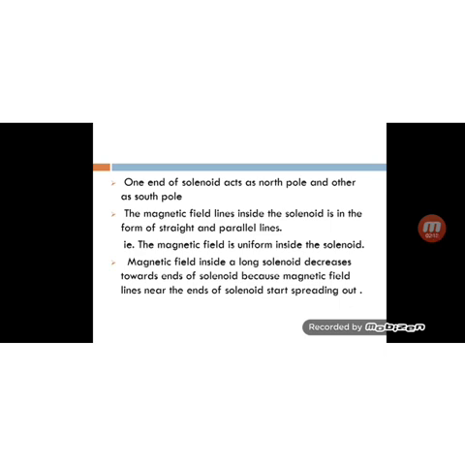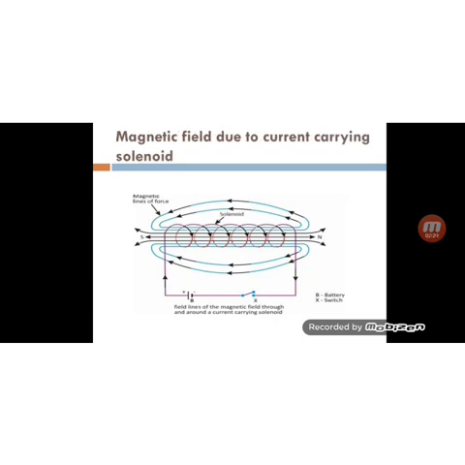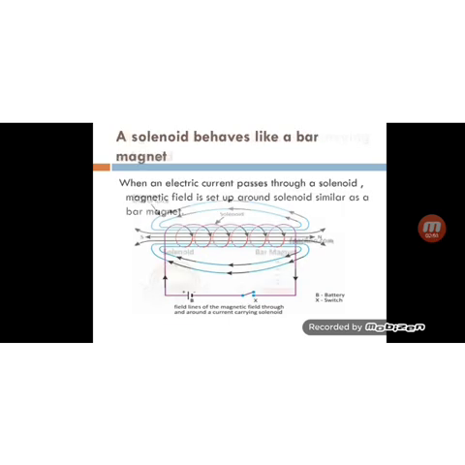The magnetic field inside a long solenoid decreases towards the ends of the solenoid, which is shown by the field lines spreading out as we move towards the end. From this figure, you can easily understand the characteristics of the magnetic field lines: at the center, inside the solenoid, the field is in the form of straight lines, that is, uniform, and as we move towards the ends, the field lines become curved. That is the variation in the magnetic field intensity.